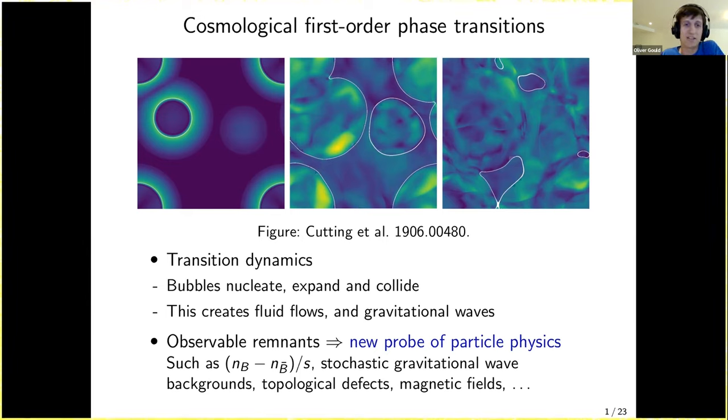So as we've heard, this is an exciting possibility to probe particle physics, to probe the physics of the early universe, because these gravitational waves would free stream today and could be observable in gravitational wave detectors. There are other possible imprints and remnants of a first order phase transition, such as topological defects. Again, as we just heard, they could also be the background for the production of baryons over antibaryons in something like electroweak baryogenesis, or the seeds for magnetic fields.